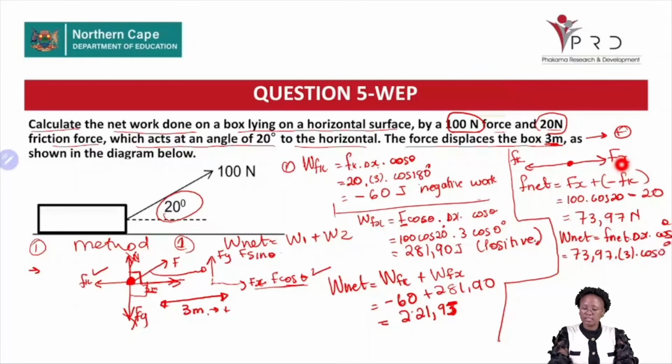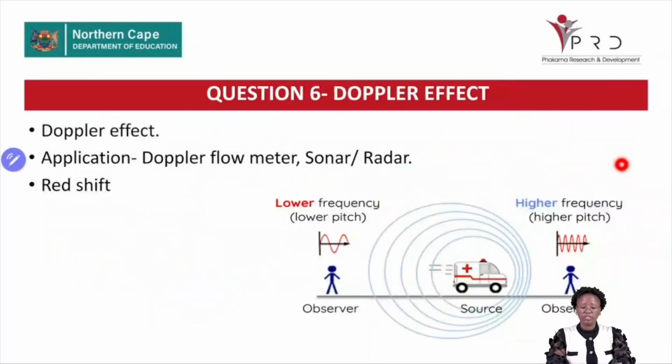Why is it cos 0 degrees? Because the Fnet is positive, it is going in the direction of the motion. So hence the Fnet and the displacement are in the same direction. Hence it's cos 0. And then when you punch into the calculator, it should give you the same answer, which is 221.91 joules. Okay, so as you can see, we get the same answer. So these are the two methods that you can use to remember, and you can choose any to do your calculations. Guys, we are done with work, energy, and power. Let's quickly jump on to Doppler effect now.